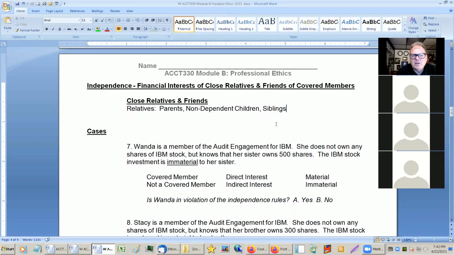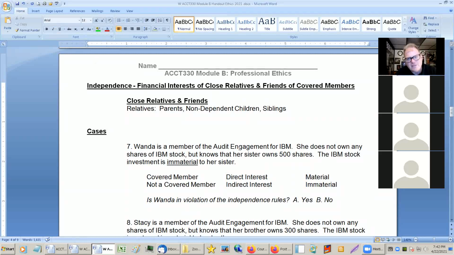So generally speaking, as parents, independent children that moved out, and siblings, brothers and sisters. So these are close relatives and friends. These are not covered members. So would your best friend be? Nope, not a covered member. Okay.